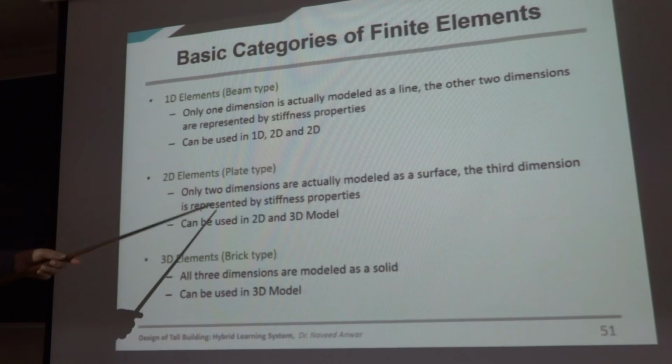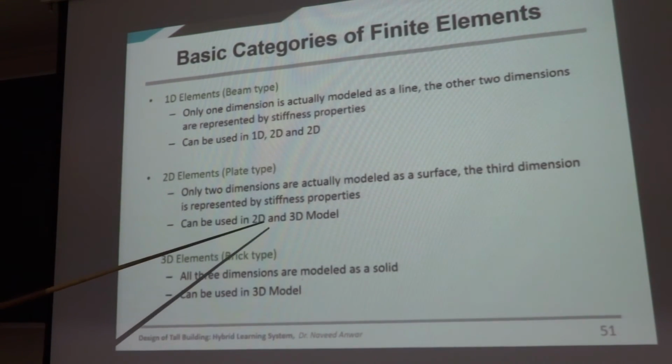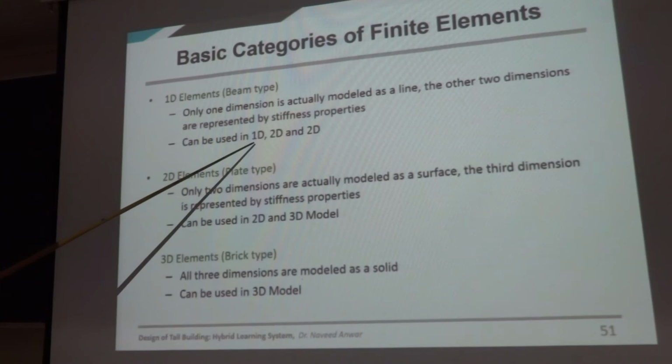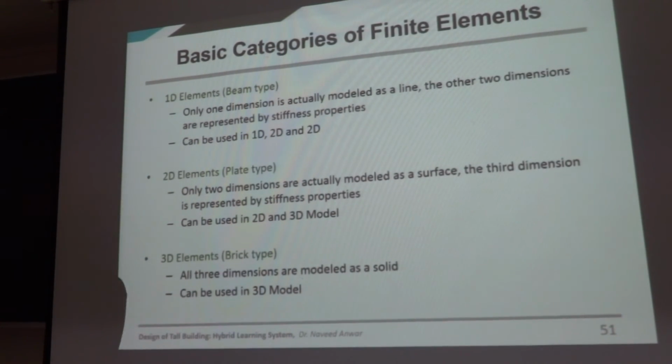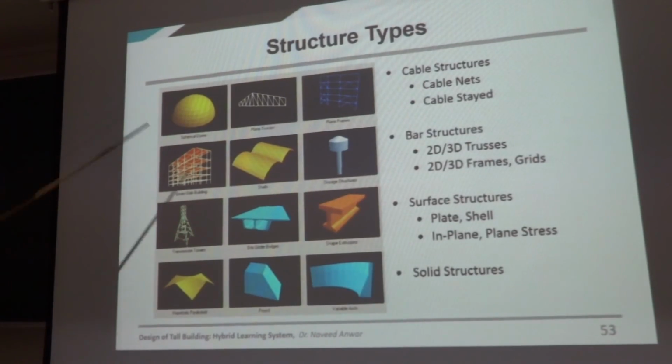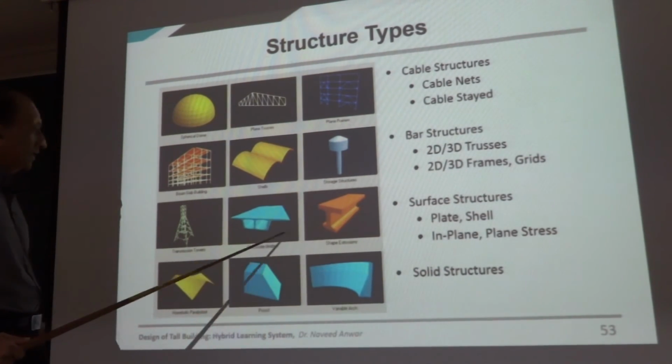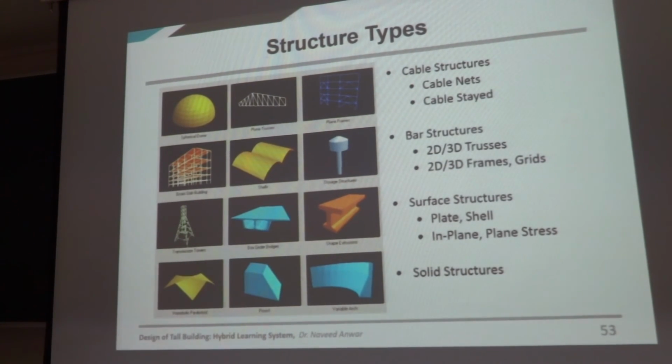So elements can be used in 1D, 2D or 3D models. Now 1D models are theoretically possible, point models. But what do you do with the point? So three types of element can be combined to create all types of real structures.